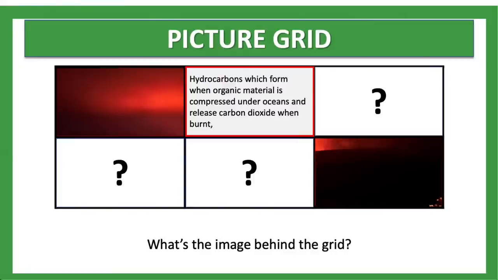So it says hydrocarbons, which form when organic material is compressed under oceans, and release carbon dioxide when burnt. So what could we be thinking about there if we've got organic material being compressed under the oceans, and then when you burn these, it releases carbon dioxide? So what might we call these hydrocarbons? Right, excellent. So we've got people saying oil, fossil fuels coming up there. Yeah, excellent. Let's see the answer.